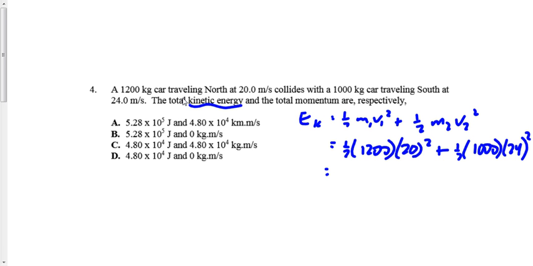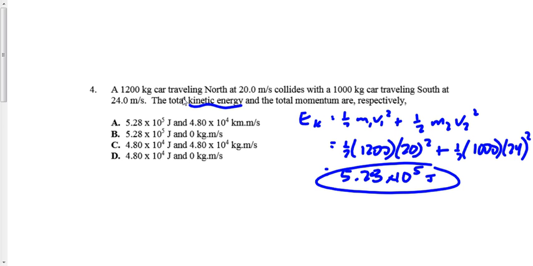We add these together, we end up getting a kinetic energy of 5.28 times 10 to the 5 joules. So that means the answer is either going to be A or B. Now let's find the total momentum. M1v1 plus M2v2. How many people solve for both kinetic energies together like I did here? How many people solve for one, then the other, and then add them up? Okay, doesn't matter, does it? It's the same thing.